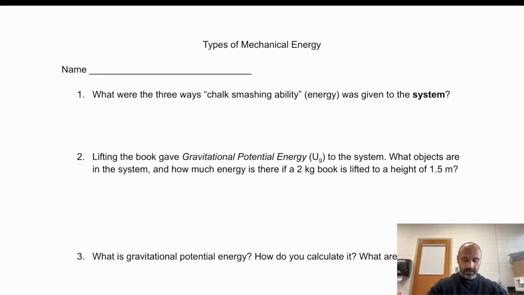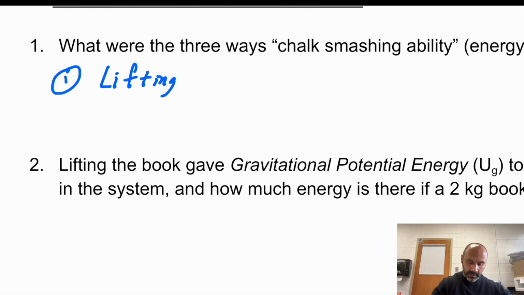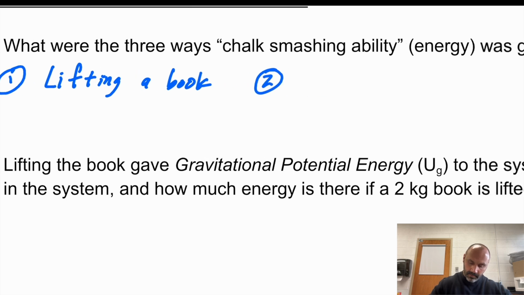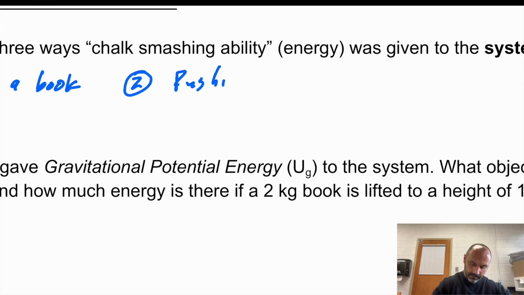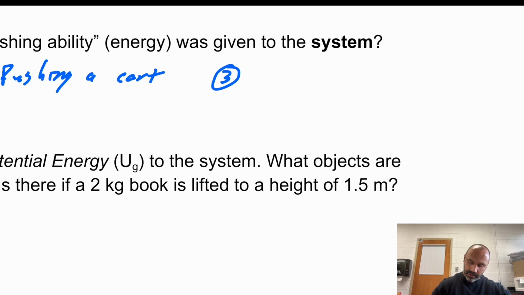But the first thing that I did was I showed some video clips of me smashing chalk. And one way of thinking about energy is it's the ability to do something like smash chalk, right? And so there were three ways that I smashed chalk. One was by lifting a book. So I lifted the book, and then that gave the book the ability to smash chalk. So 1, lifting a book. 2, pushing a cart. And then 3, stretching a slingshot.